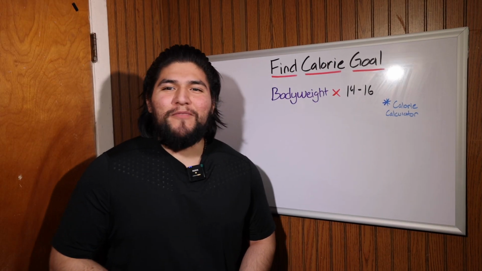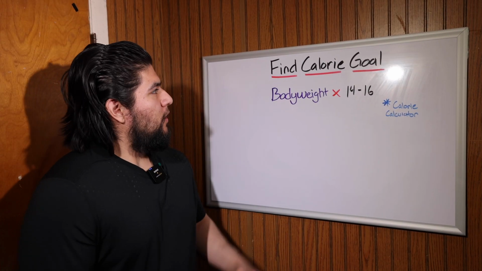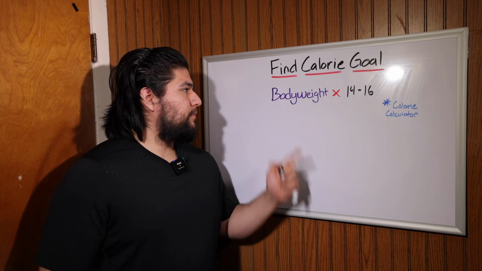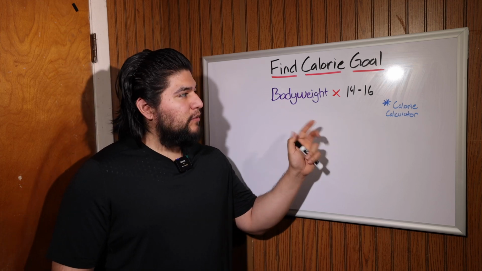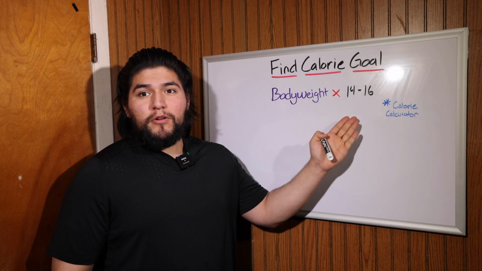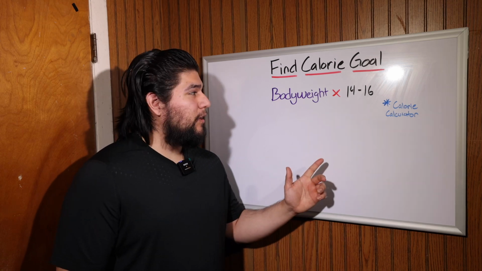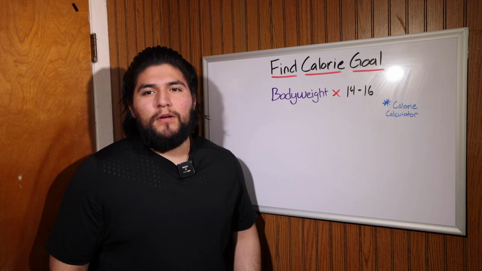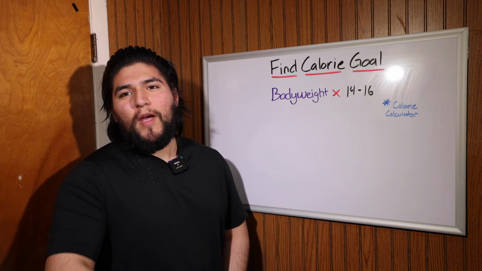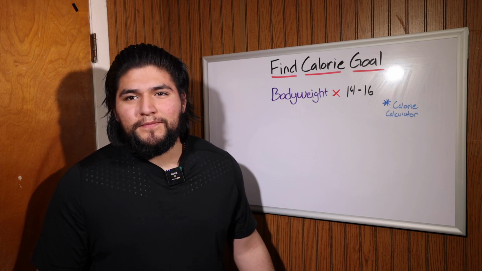So you made it to step 1. Congratulations. Finding your calorie goal: body weight times calories per body weight. Now when it says body weight, it doesn't mean what you weigh right now, your weight after you just ate a whole pizza.